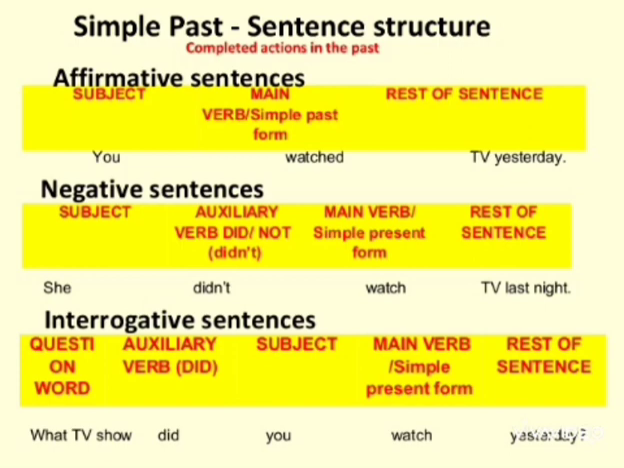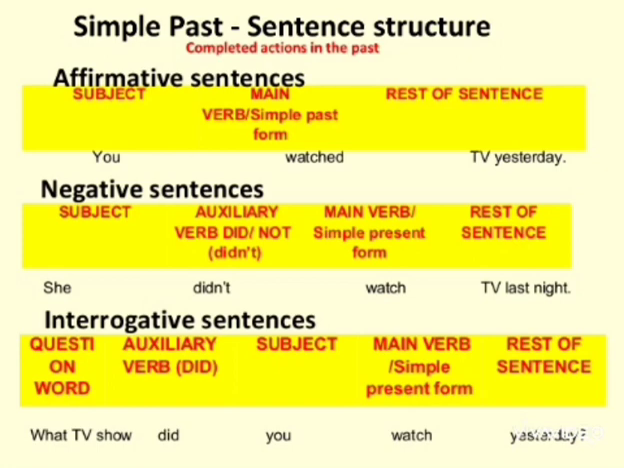In the affirmative sentences, the sentence structure will be like this. Subject, you have to use the simple past form of the main verb in an affirmative sentence. In simple past tense, watched. Rest of the sentence, TV yesterday. You watched TV yesterday. So in simple past tense, you have to use the past form of the main verb.